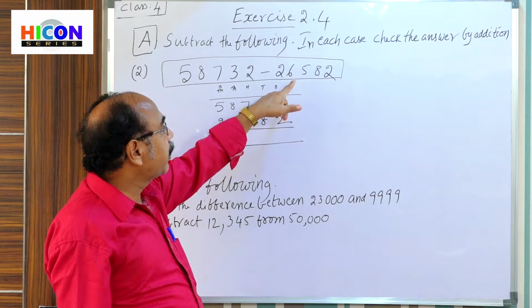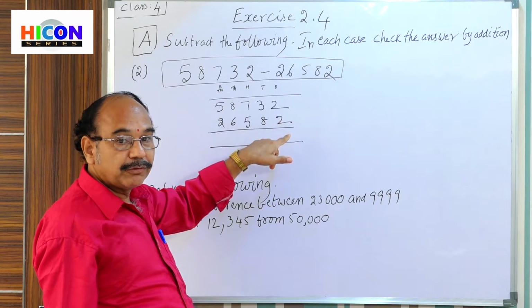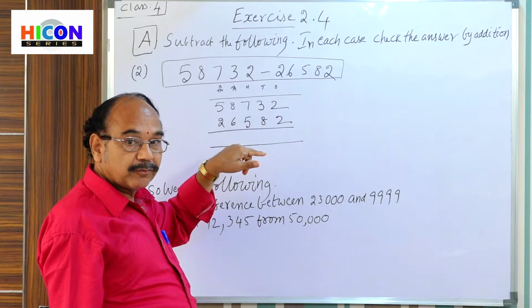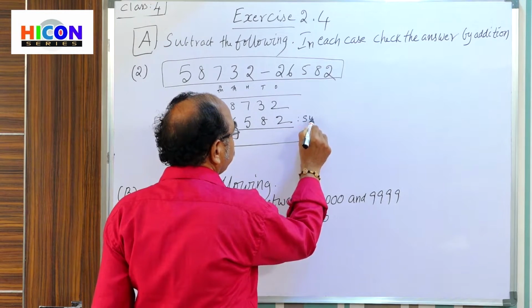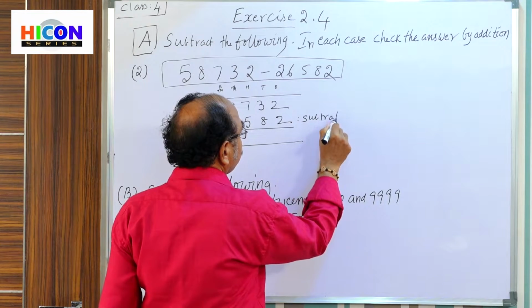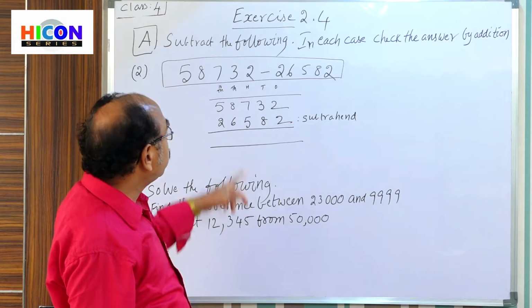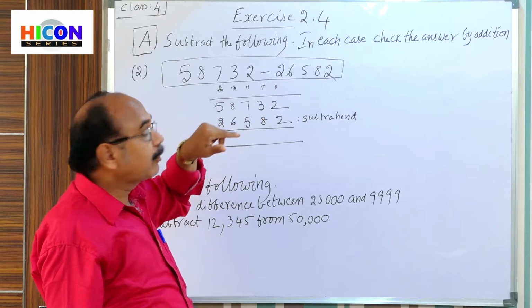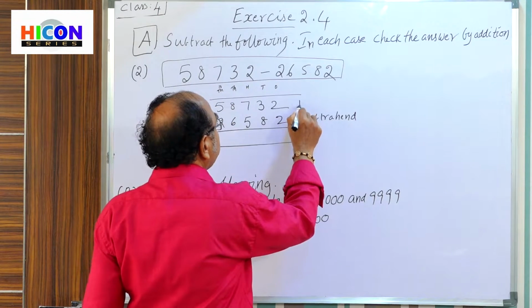Now, which number is subtracted here? 26,582 is to be subtracted. This is called the subtrahend. From which number is it subtracted? 58,732. This is called the minuend.